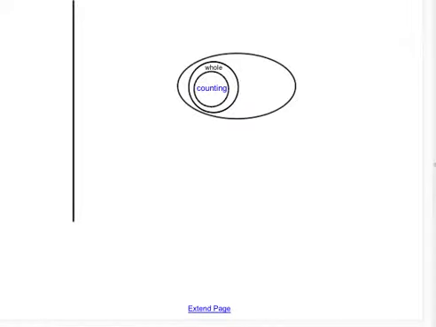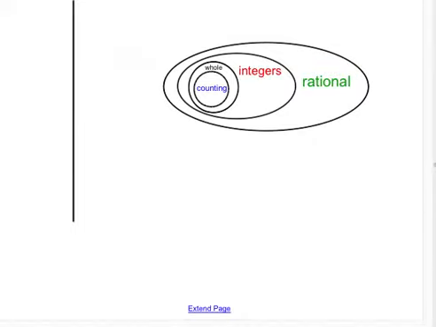So what I want you to do is draw a little circle. We're going to look at these. This is your counting numbers, or those are natural numbers. Now, what ends up happening is inside, you're going to find your whole numbers. So your whole numbers include everything inside, which is those counting numbers. Then you have your integers, which would include your whole numbers and your counting numbers. And lastly, we have our rational numbers, which include the integers, the whole numbers, and the counting numbers.